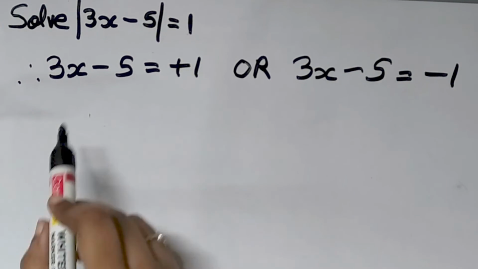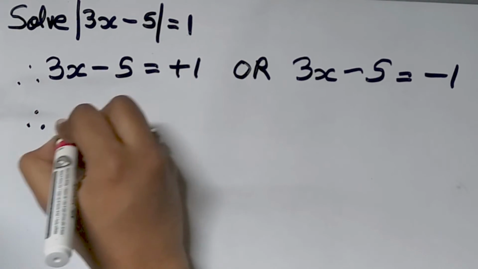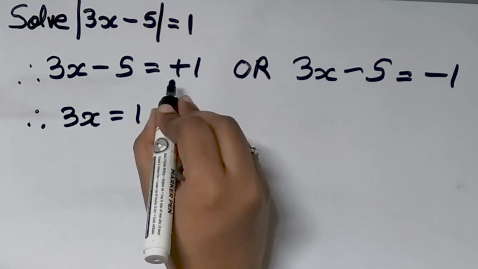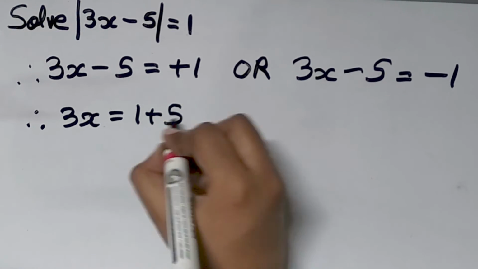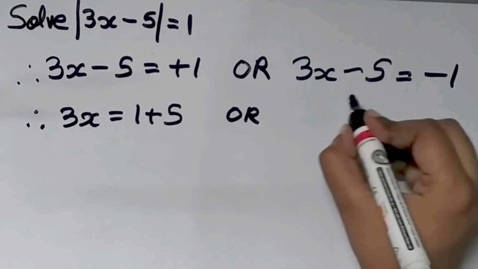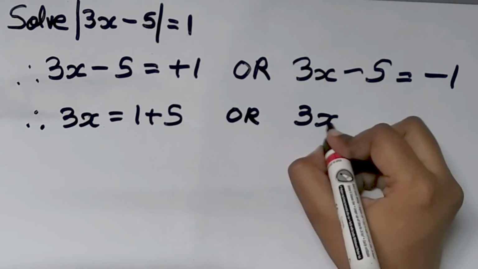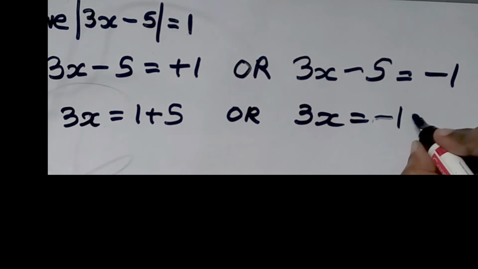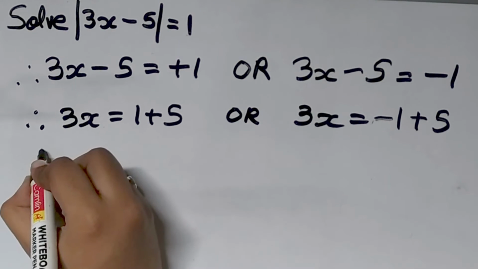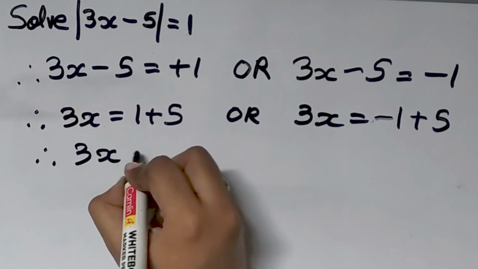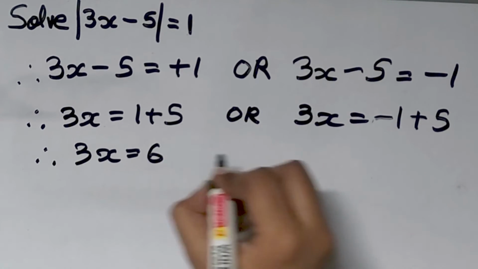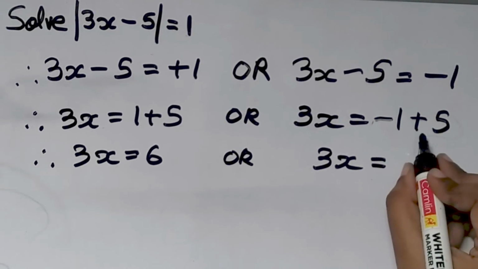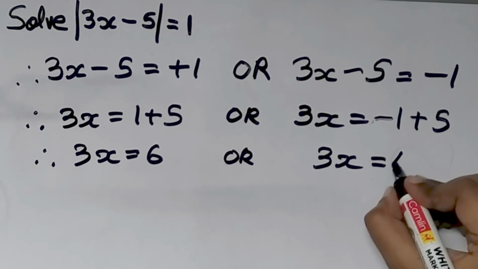Now we will solve these equations. Therefore 3x = 1 plus 5, since minus 5 goes to the other side and becomes plus 5. Or 3x = -1 plus 5, again taking minus 5 to the other side so it becomes plus 5. Therefore 3x = 5 plus 1, which is 6, or 3x = -1 plus 5, that is 5 minus 1, which is 4.